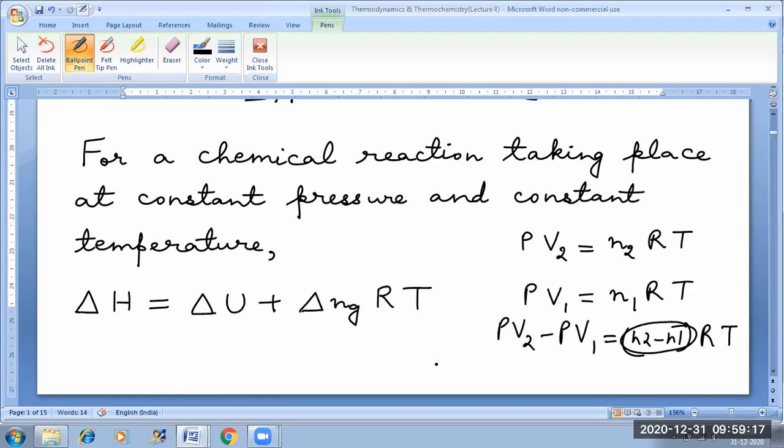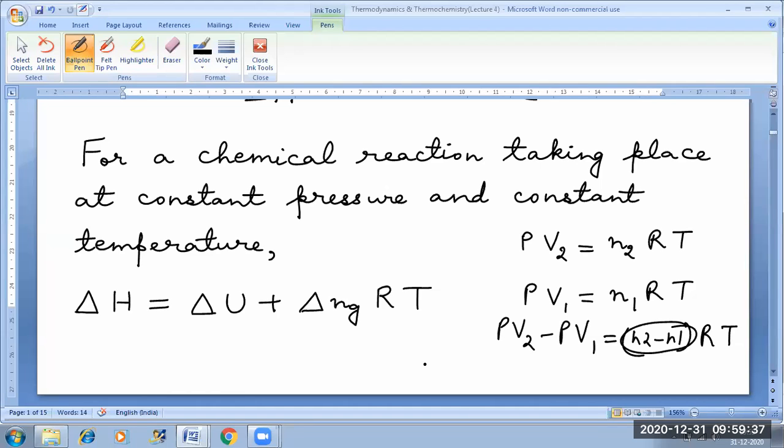Now, why like that? Because the volume of a solid changes by a very small amount. Similarly, the volume of a liquid changes by a very small amount. So if you see the change in volumes of gases, the change in volumes of gases is very large.